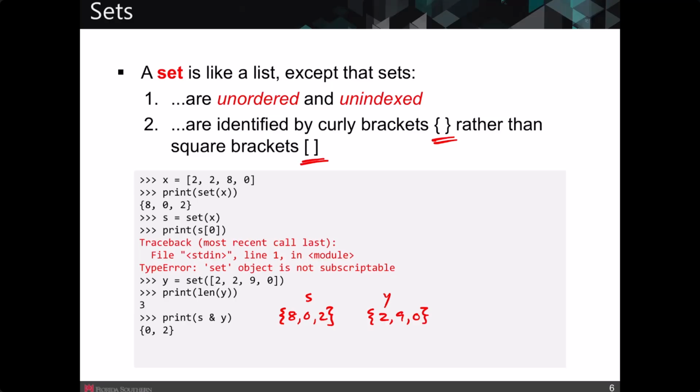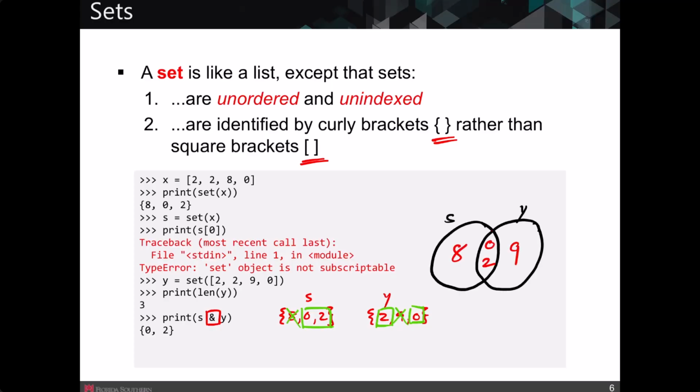So what happened here with the and, the ampersand operator? Well, can you tell that it identified the common elements? So 0 and 2 are in S. 0 and 2 are in Y. 8 and 9, those only exist in one of those 2 sets. This is why we call the ampersand operation an intersection. So one way to think of this is like with a Venn diagram. You can see that the intersection is all of the values that existed in both of them. It's where the Venn diagram here overlaps.